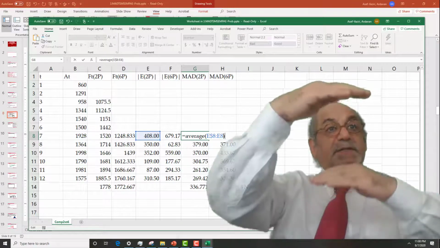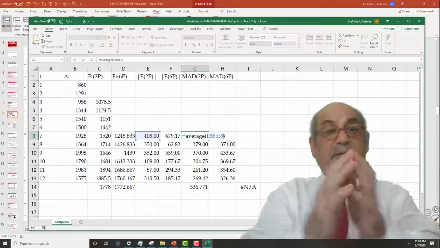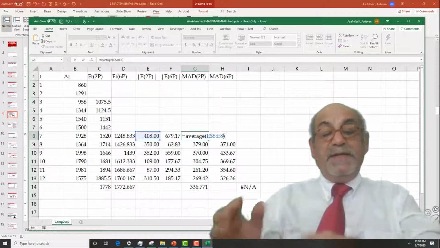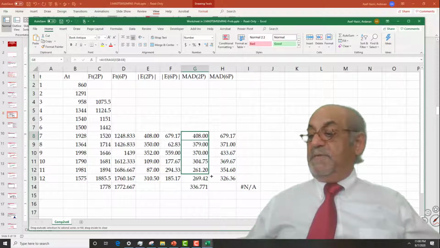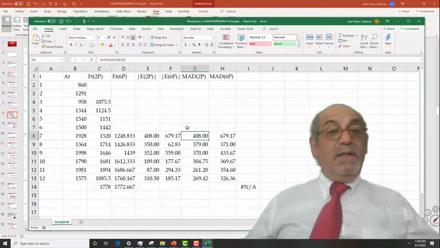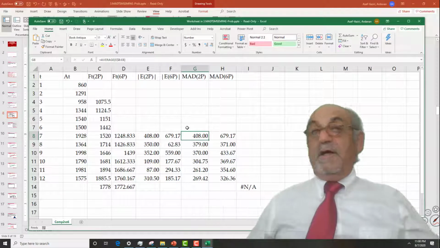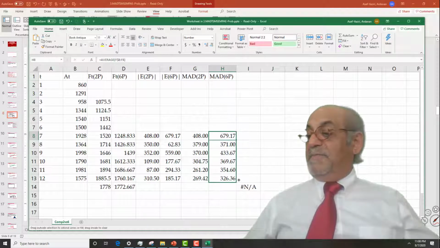So now 8 is 8. Then when I copy to the next one, it will be the average of row 8 and row 9, then the average of rows 8, 9, and 10, and so on. I come down to this point. And the good news is, because E is not locked but 8 is locked, I can copy to the right, and then copy to the bottom.